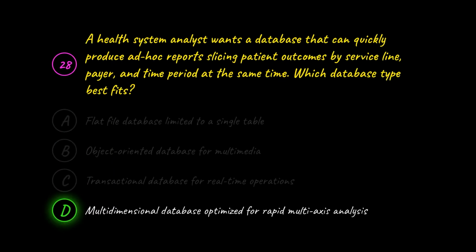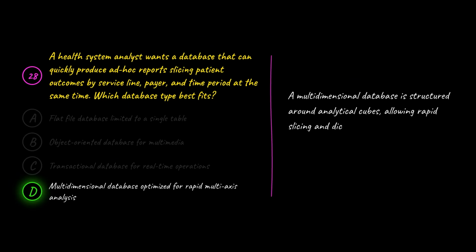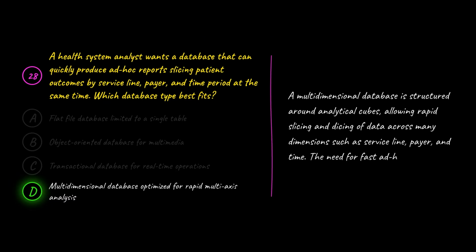The correct answer is D. Multi-dimensional database optimized for rapid multi-axis analysis. D is correct because a multi-dimensional database is structured around analytical cubes, allowing rapid slicing and dicing of data across many dimensions such as service line, payer, and time. The need for fast ad hoc reports across multiple axes is the defining use case. Performance for analytics is the main advantage.